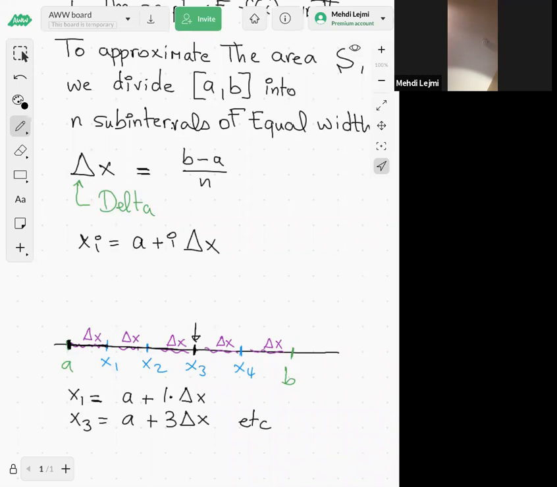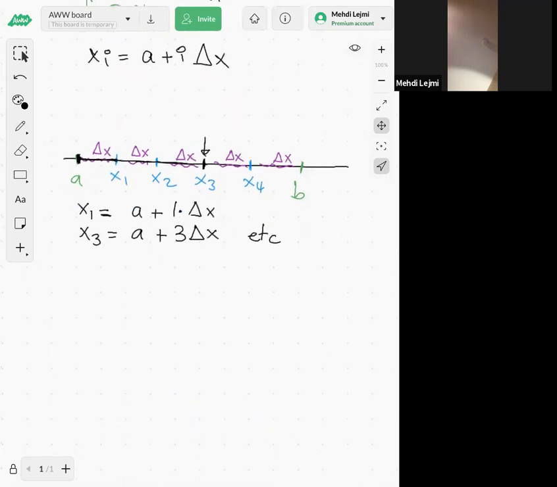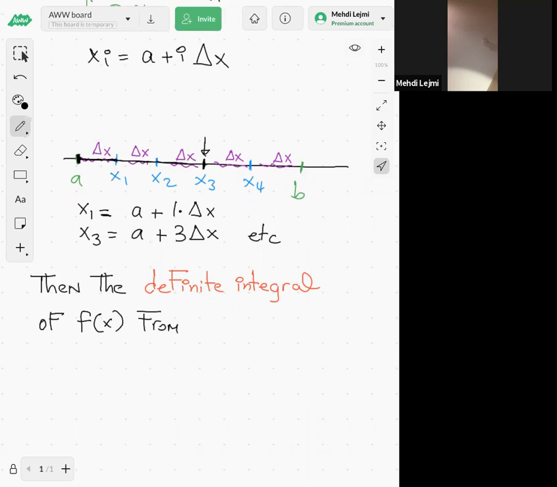So that's my xi, right? Now, we said, so actually, we're going to define the definite integral. So this is the definition of a definite integral. So then the definite integral of f of x from a to b is, so here's the notation for the definite integral.